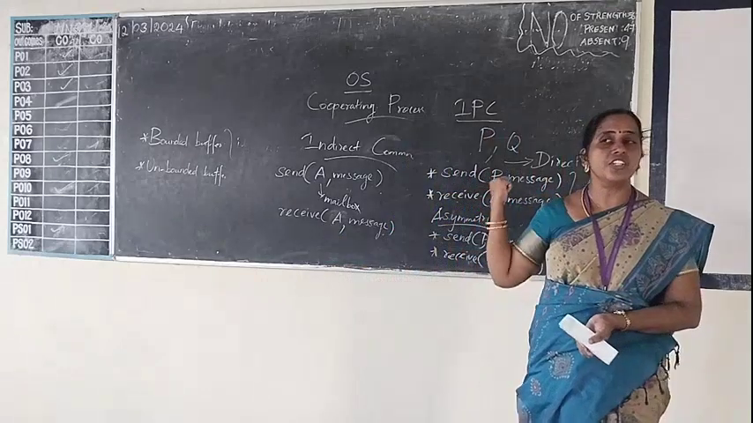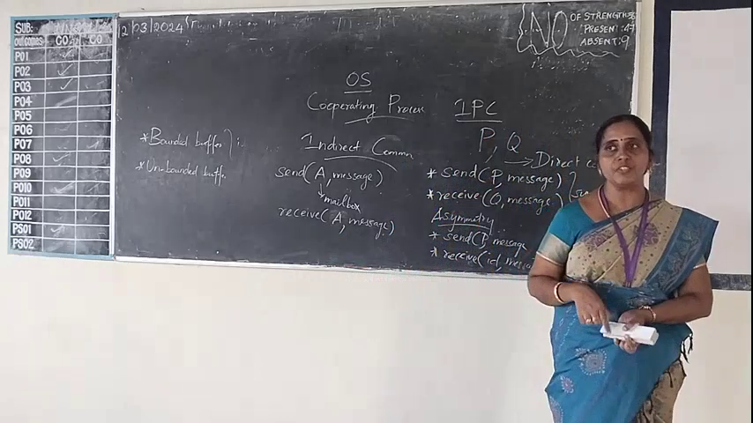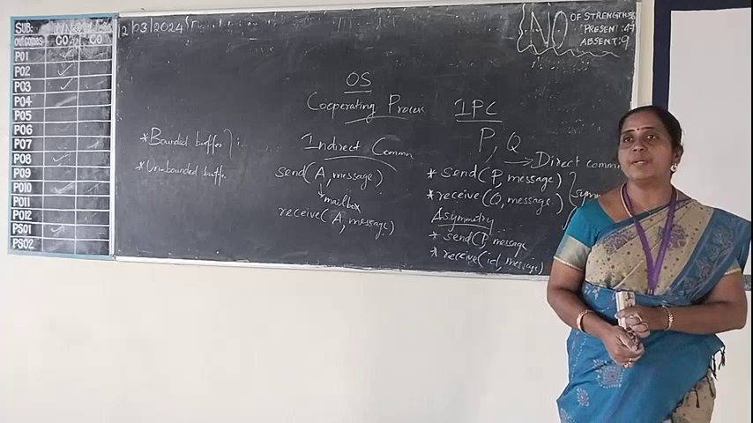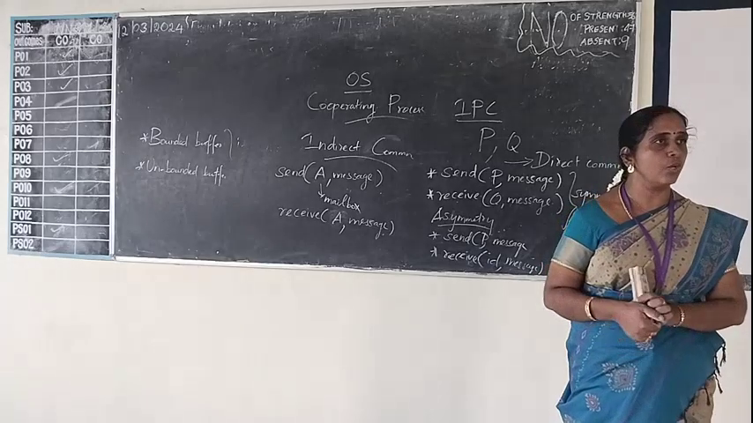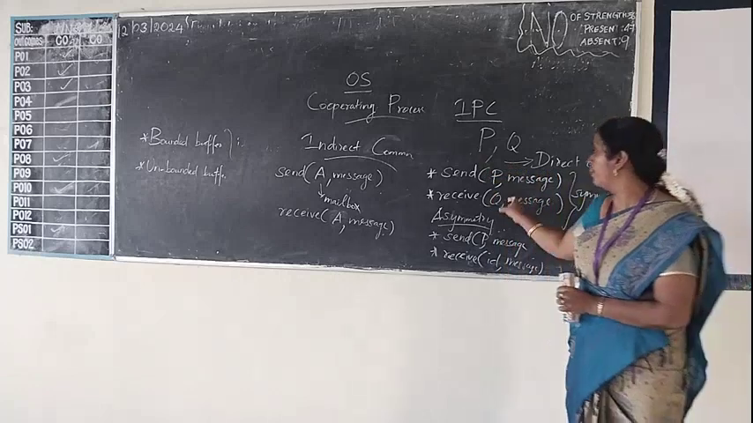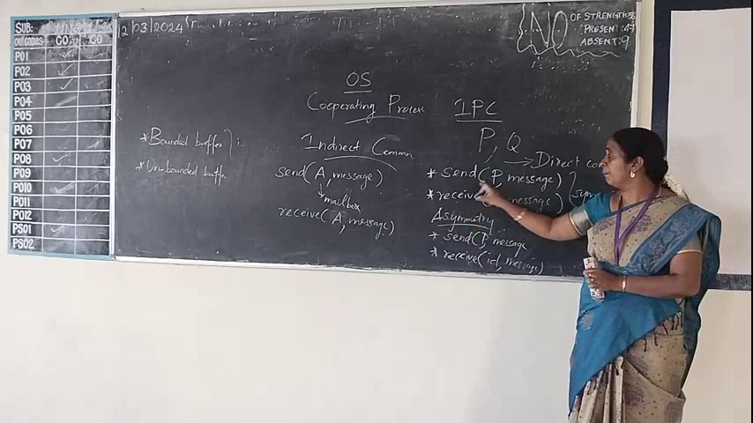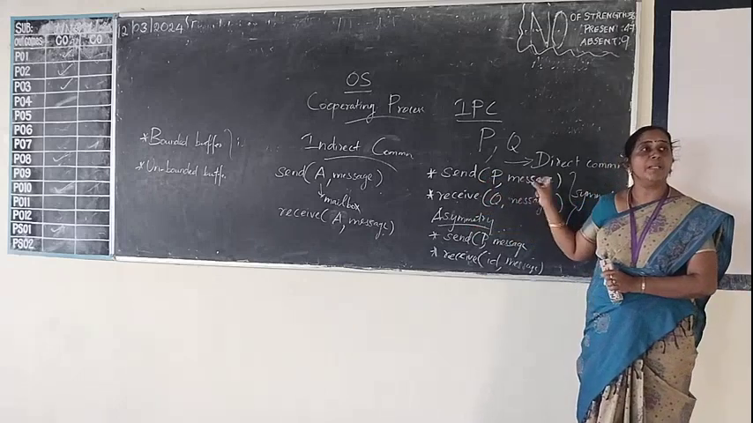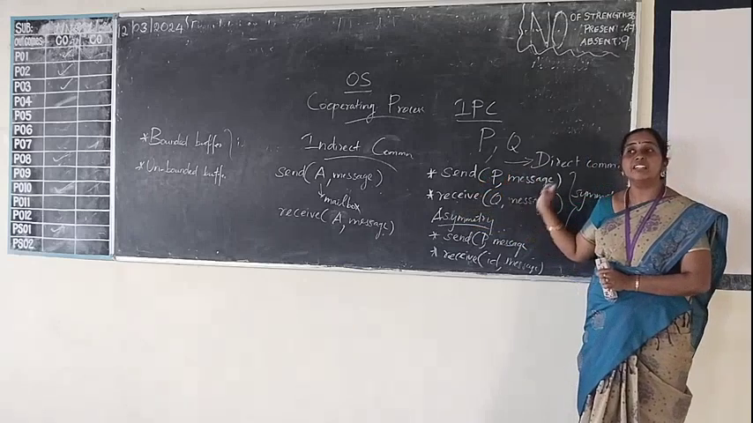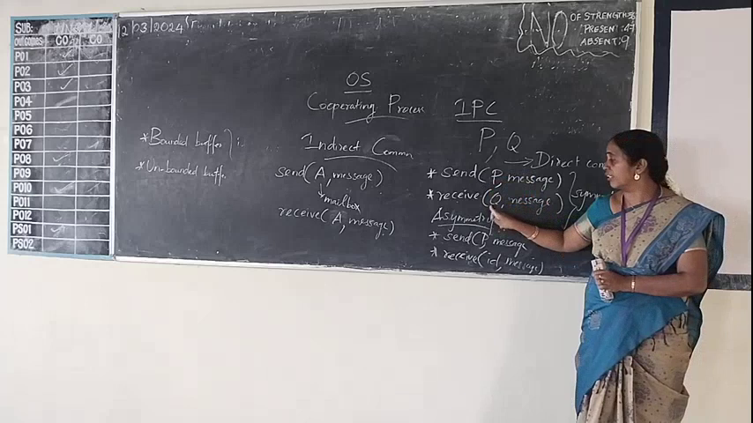In direct communication, if one person wants to send a message to another person, they can send directly to the particular person. For example, if person P wants to send a message to another person Q, they can send a particular message to the particular person directly by using send and receive primitives. Send(P, message) represents sending a message to the particular person P. Receive(Q, message) represents receiving a message from the sender process, that is Q.